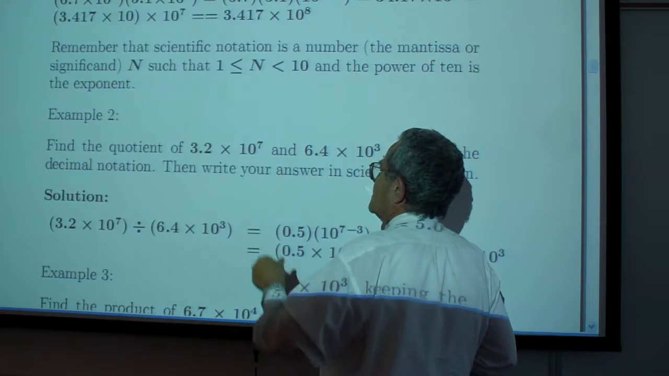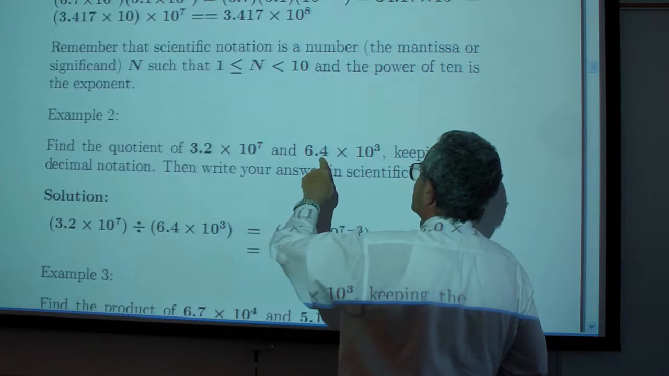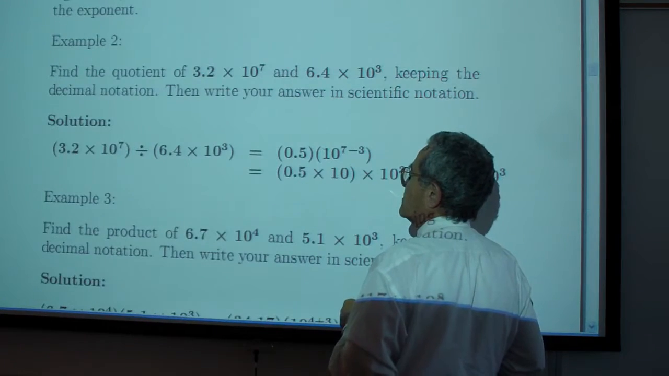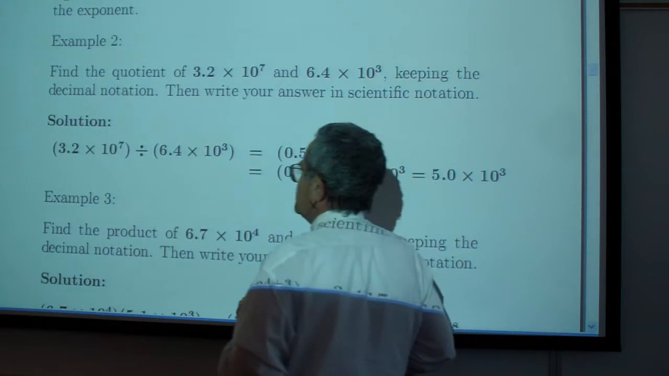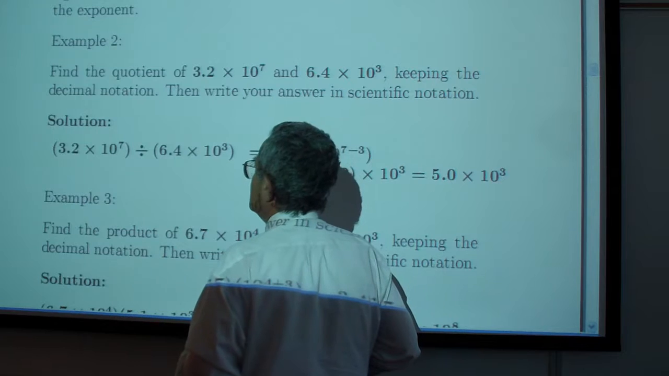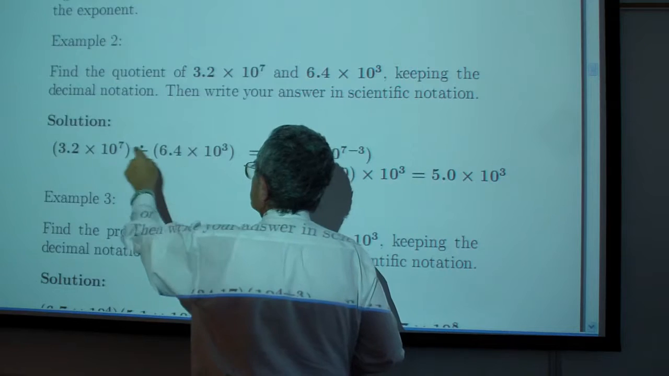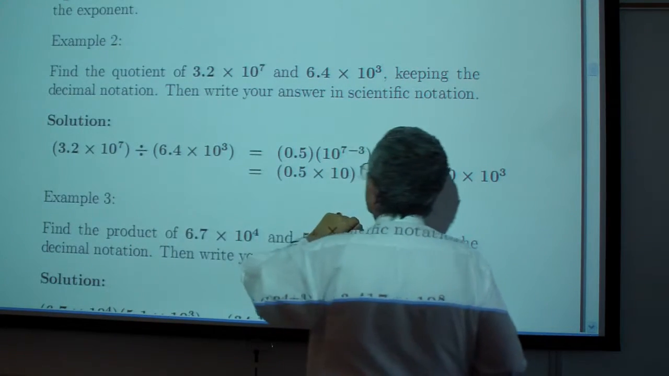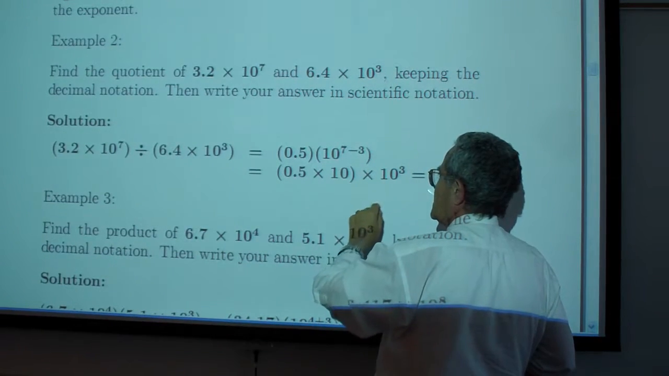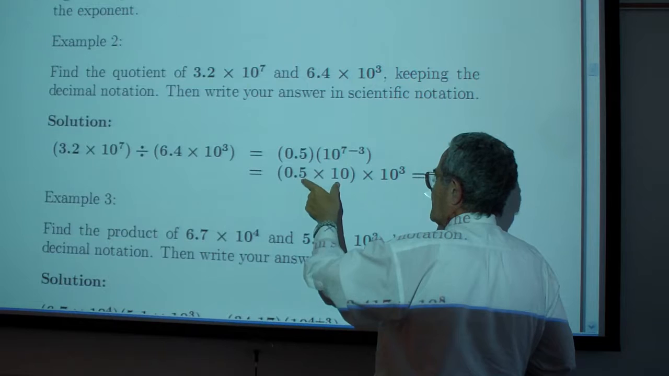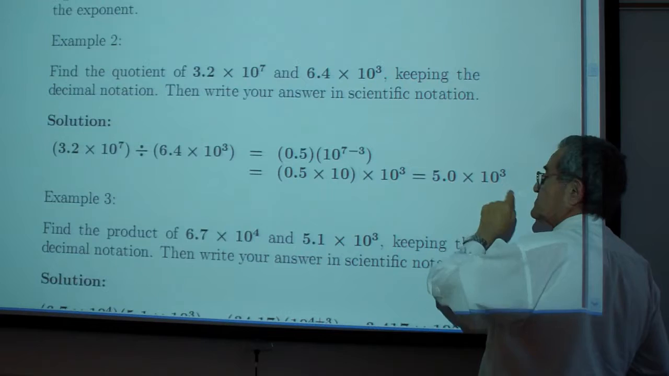Example 2. Find the quotient of 3.2 times 10 to the 7 and 6.4 times 10 to the 3. Quotient means division. When we divide 3.2 by 6.4, we get 0.5. Subtract the 3 from the 7, that's 10 to the 4. Now borrow one of the tens here. You have 4 tens, you're left with 3. Associate with a 0.5. 0.5 times 10 is 5, a number between 1 and 10 times 10 to the 3rd power.